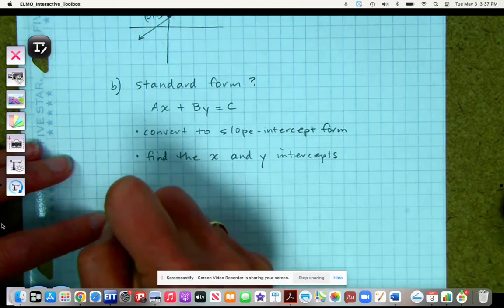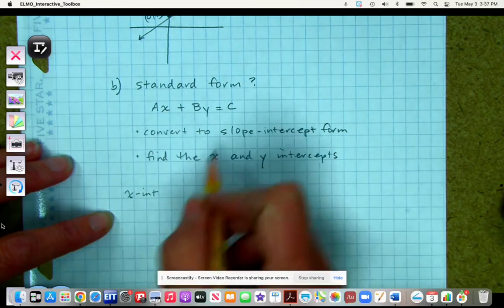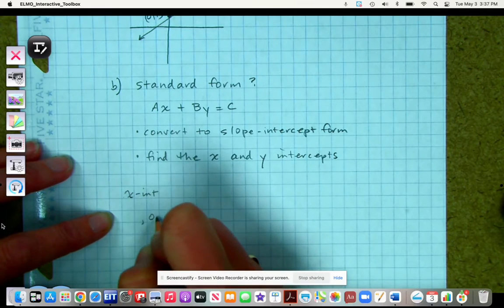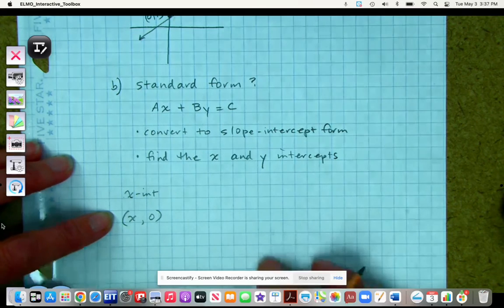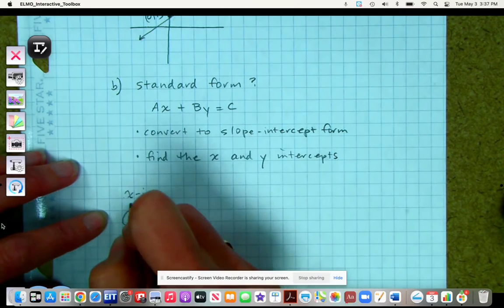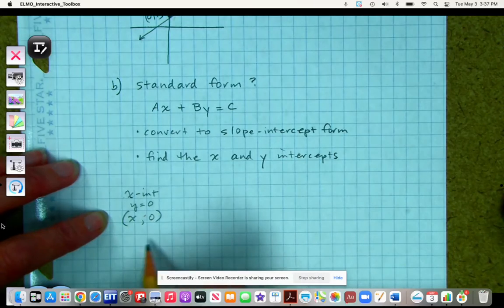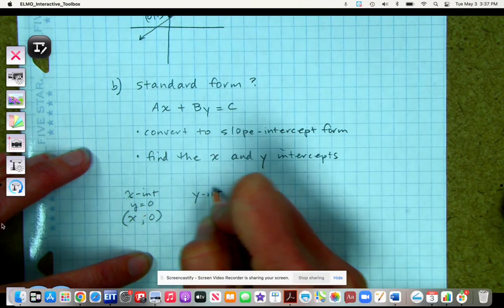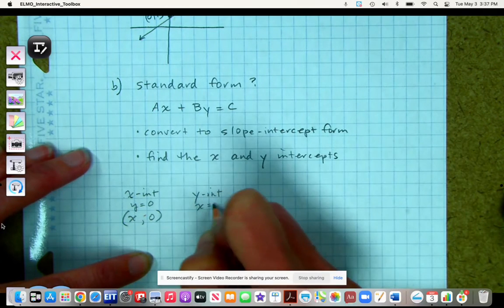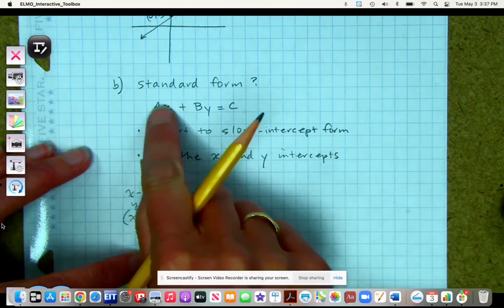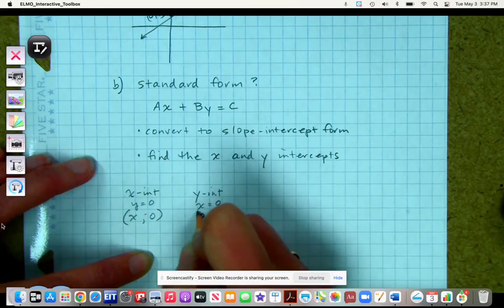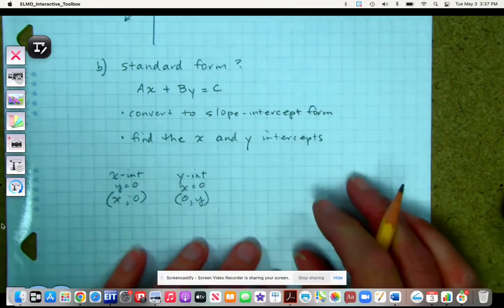How do you find the x and y intercepts? To find the x-intercept, that happens when your y value is 0. So you figure out when you make y 0, what that x value needs to be. Set that equation up and then solve for x and see what you get. The y-intercept happens when x is equal to 0. So you replace x with 0 and solve that equation for y. That's going to be your 0, y point. And then you just plot both of those. Okay, let's look at an example of that.